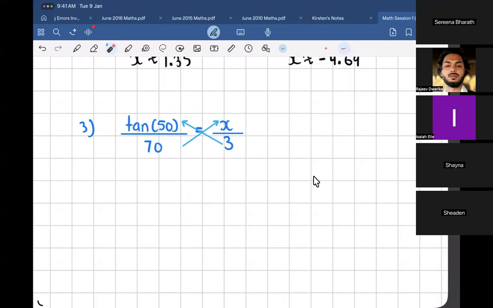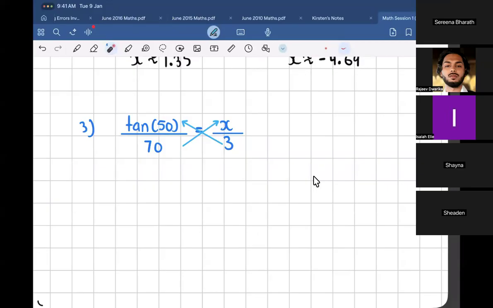Isaiah, I see your unmute button here. The left, right? So what do you think I should multiply first? The tan 50 by the 3 or the 70 by the x? Whatever you multiply first will go on the left-hand side. So what do you all think I should multiply first? It doesn't matter, but what do you all think? Shina, what do you think I should multiply first? Which diagonal? Tan 50 by 3 or 70 by x? Remember, whichever one you multiply first is going to go on the left-hand side.